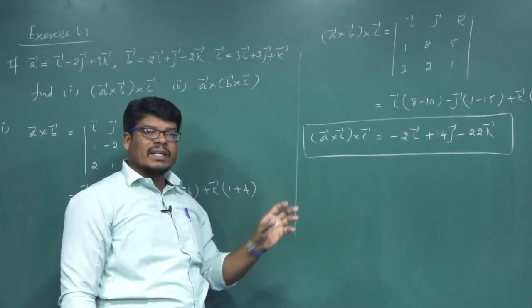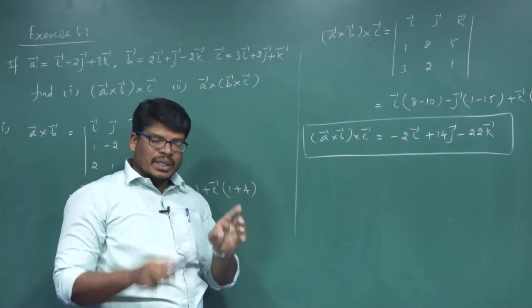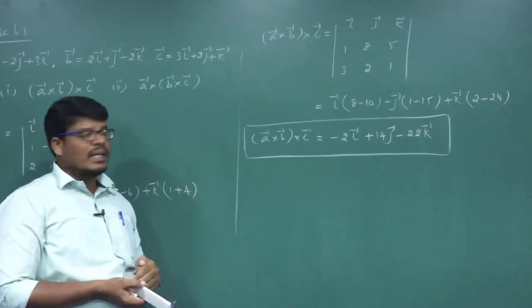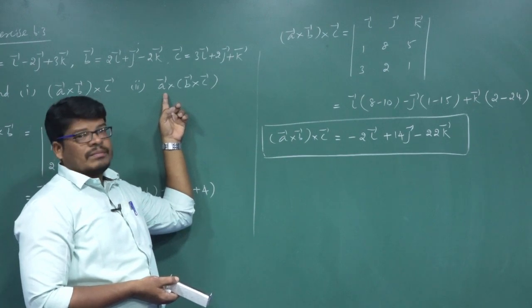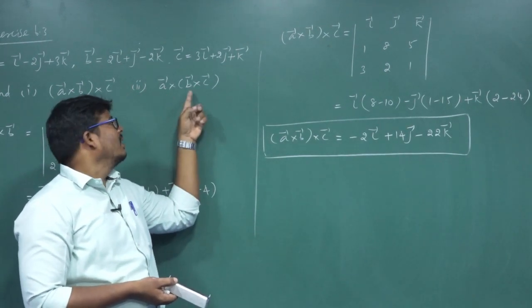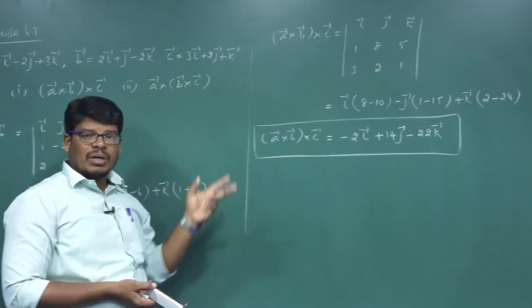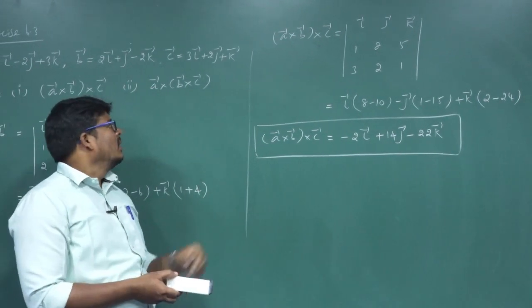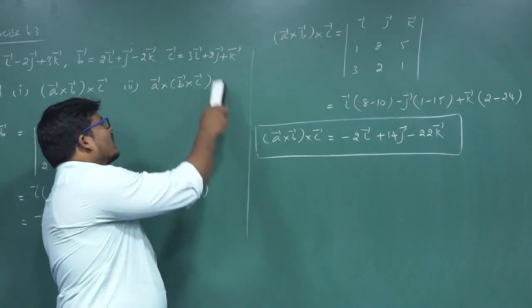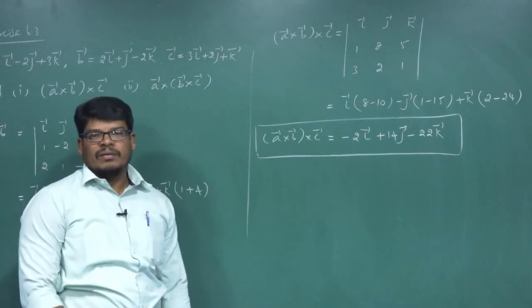B vector cross C vector is the vector product of two vectors, found by using the determinant form with the components of B and the components of C, giving one vector. And then A vector cross the result, where A vector is one vector and B cross C is another vector. The vector product by determinant form gives the vector. That is the second result, do it yourself.